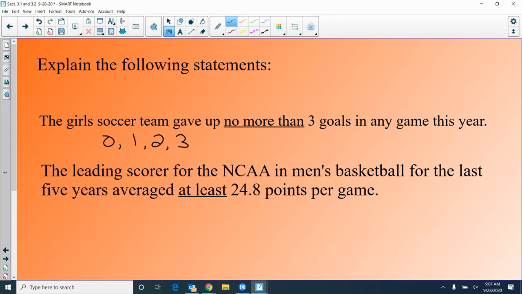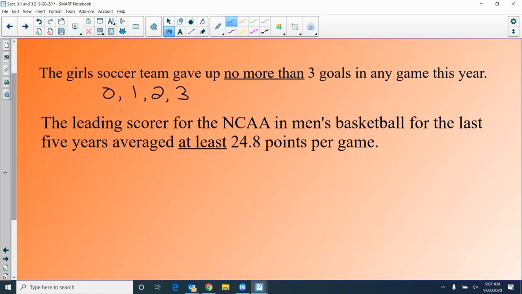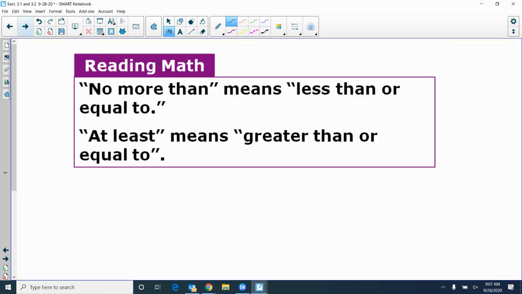The leading scorer for the NCAA men's basketball for the last 5 years averaged at least 24.8 points per game. That's the minimum. That's a good way to word it. So at least, so we could have scored 24.8. I probably averaged about 28.7 in the rec league last year. And then somebody could have averaged 34.2. And what did Ja Morant average in college? High 20s, right? We'll give him 31.8. But that's the minimum.